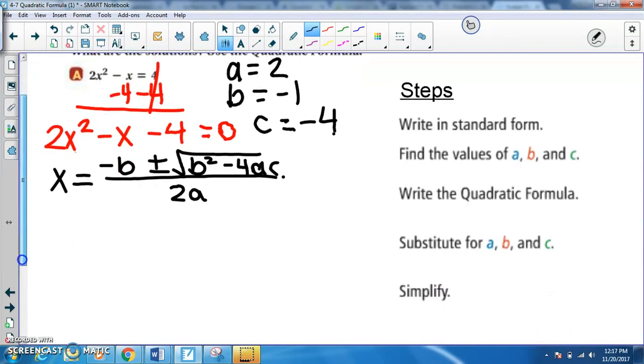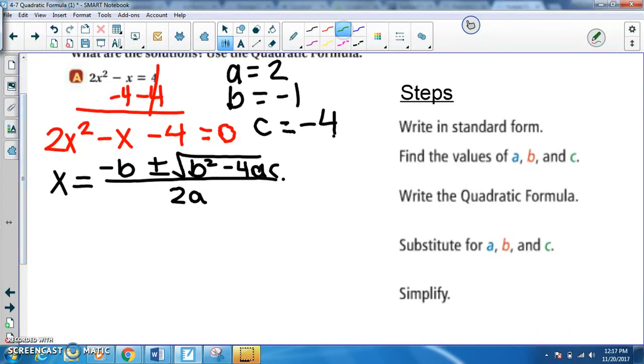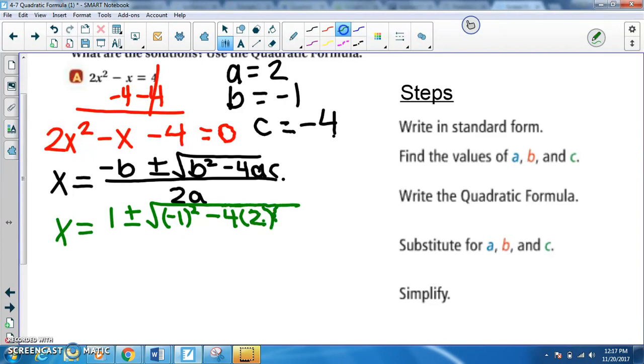In the beginning, you need to write out the equation every single time. Once you get used to it, then you will be able to fill in the equation without writing it down. But until we know this equation, make sure you keep writing it down. So x is equal to the opposite of b, which is the opposite of -1, which is 1, plus or minus the square root of -1 squared minus 4 times 2, which is a, times c, which is -4, all over 2 times 2.